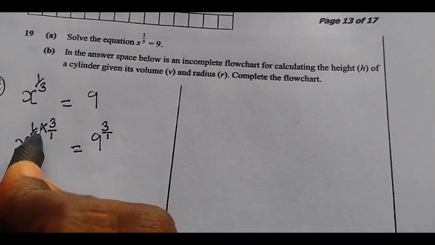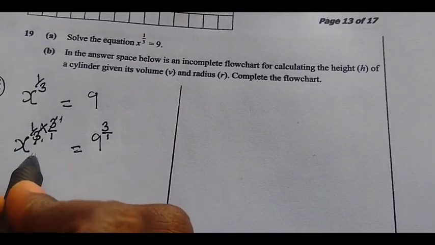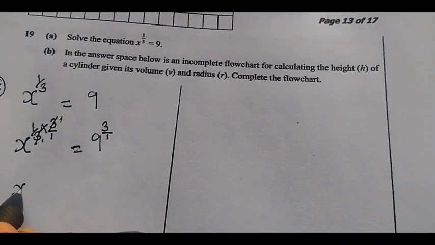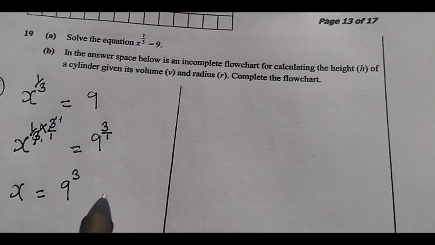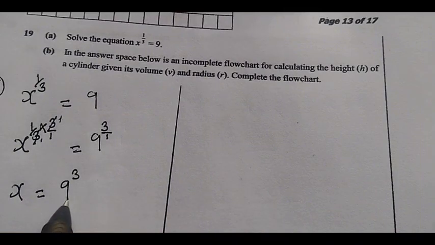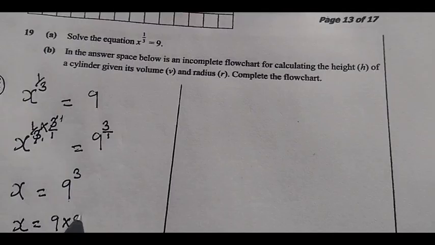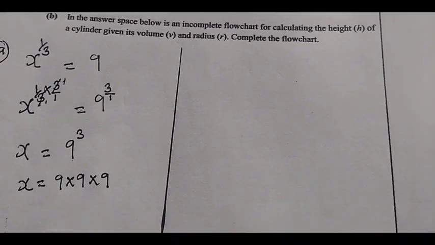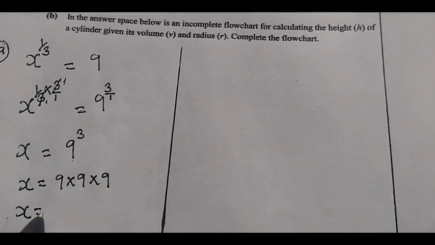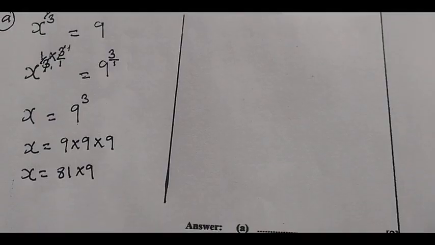So from here you can see these powers. 3 over 1, 3 over 1, 1 times 1 is 1, 1 times 1 is 1. So we are remaining with just x equal to 9 to the power 3. So 9 to the power 3 means 9 has to be multiplied by itself 3 times. So we're going to have x is equal to 9 times 9 times 9. So 9 times 9 is 81 times 9.